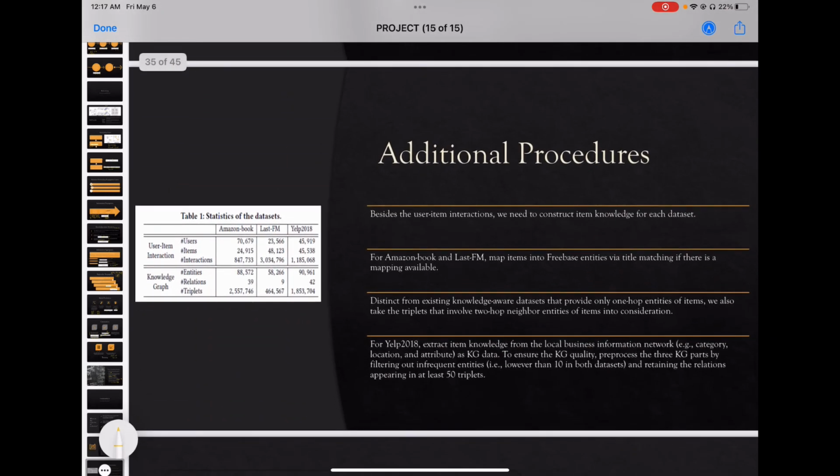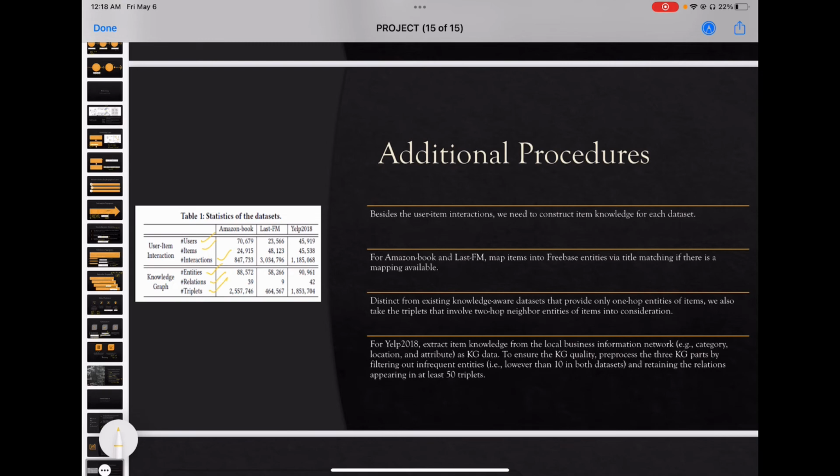Besides this user-item interactions, the item knowledge for each dataset also needs to be constructed. For the Amazon book and the Last FM dataset, map items into Freebase entities via title matching if there is a mapping available. As given in this table here, for each dataset, the number of users, items, and interactions are listed, and the corresponding knowledge graph has entities, relations, and triplets.